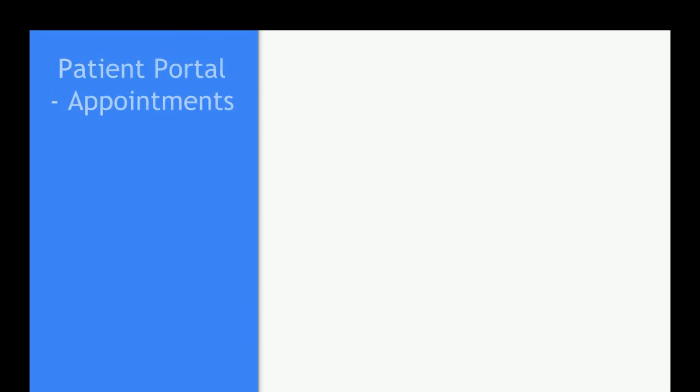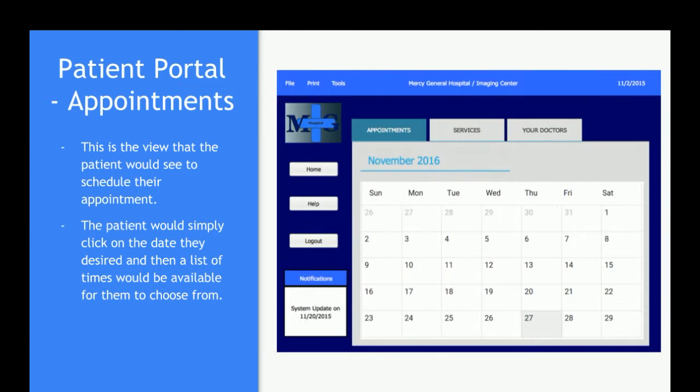This is still the patient portal, and this is a view of the scheduling functionality of the system. If the patient wanted to make an appointment, they would click on the Appointment tab and select a date which they desired. When the date is selected, a list of available times would be generated, and when the patient selected one, they would be added to the schedule.